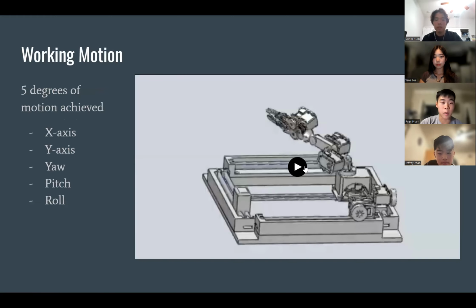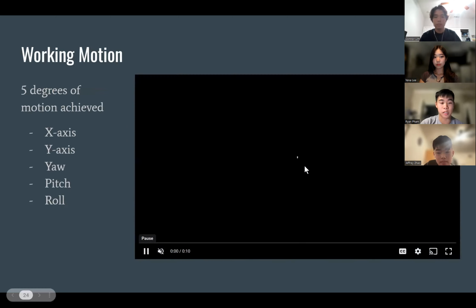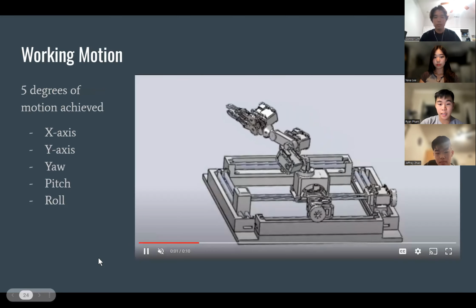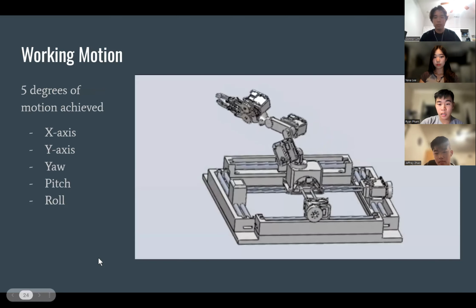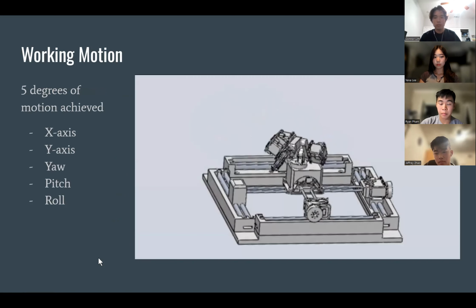And here's the working motion animation with the 5 degrees of motion. Here's the X-axis, Y-axis, a yaw rotation, pitch, and roll.